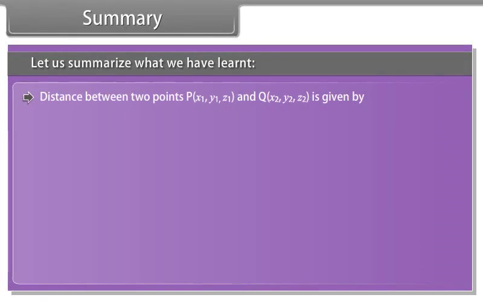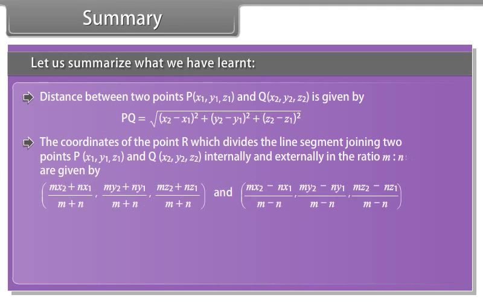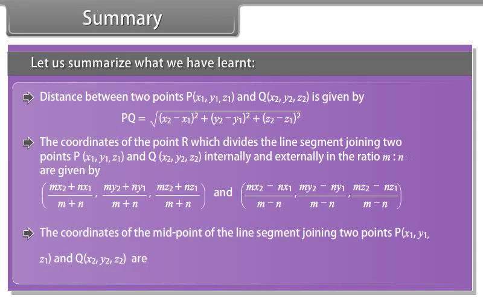The distance between two points P (x1, y1, z1) and Q (x2, y2, z2) is given by the formula. The coordinates of the point which divides the line segment joining two points P (x1, y1, z1) and Q (x2, y2, z2) internally and externally in the ratio m:n are given by the formulas. And the coordinates of the midpoint of the line segment joining two points P (x1, y1, z1) and Q (x2, y2, z2) are as follows.